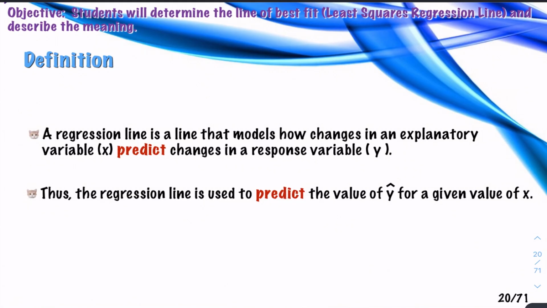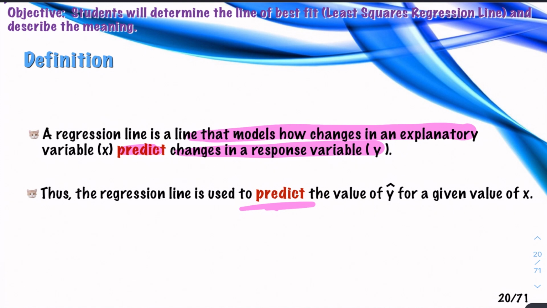Now that we have talked about residuals and the least squares regression line, let's start off by making a definition of what we are dealing with for the rest of this chapter. When I say a regression line, this is what we mean. A regression line is a line that models how changes in the explanatory variable, the x variable, predict changes in the response variable, or the y variable. Explanatory, the x, predicts changes in the response variable. Thus, the regression line is used to predict the value of y hat for a given value of x.